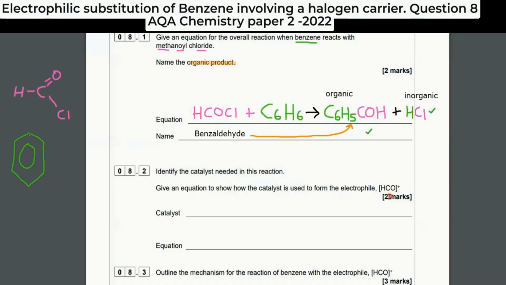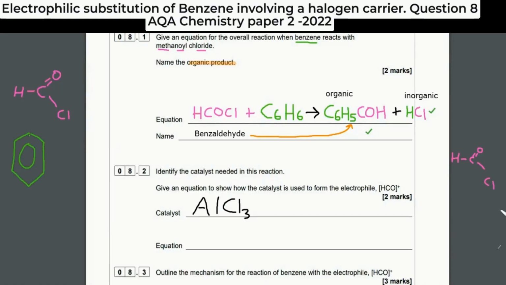8.2, identify the catalyst needed in this reaction. Give an equation to show how the catalyst is used to form the electrophile HCO+, with the plus outside the brackets. Okay, well, the catalyst we use is called a halogen carrier. And the most common one to remember and to memorize is AlCl3.